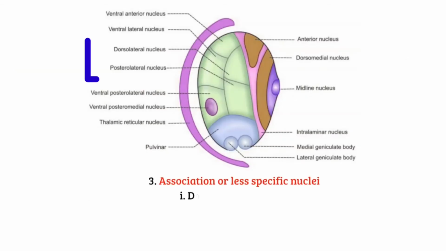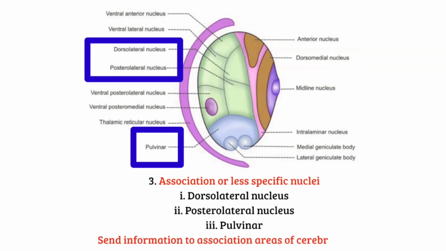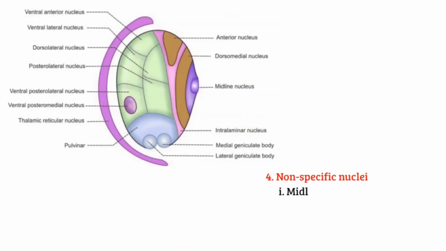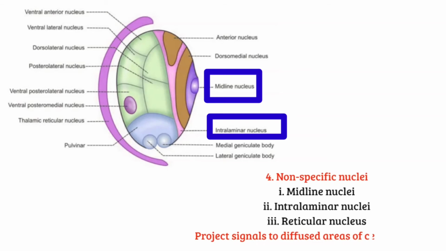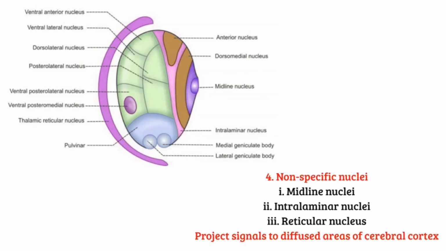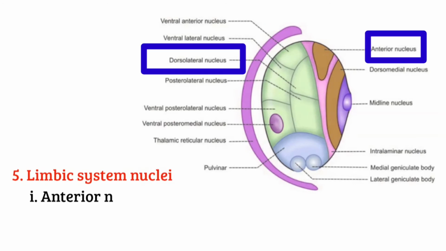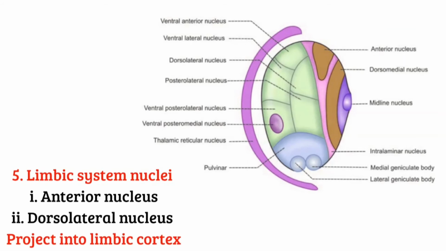Now the association or less specific nuclei, in which dorsolateral nucleus, posterolateral nucleus and pulvinar are included. They send information to association areas of cerebral cortex. Then non-specific nuclei, which include midline nuclei, intralaminar nuclei, reticular nucleus. They project signals to diffused areas of cerebral cortex. And lastly, limbic system nuclei, in which anterior nucleus and dorsolateral nucleus are included, which project into limbic cortex.